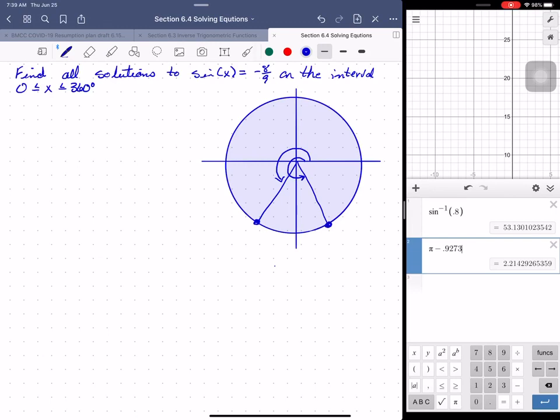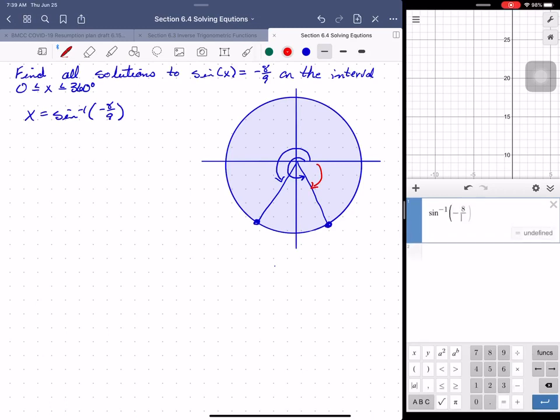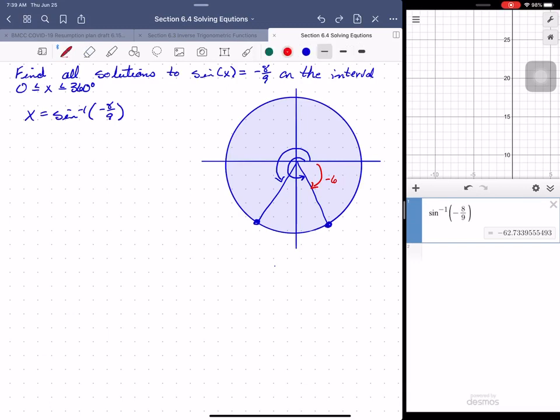I know that what I'm going to do is say x equals the inverse sine of -8/9. But before I plug that into my calculator, I want to think about what that's going to give me. Because what it's going to give me is this. Let's go ahead and do that, inverse sine of -8/9. I get -62.7 degrees. Whoops, sorry, -67.7 degrees. -67.7 is not between 0 and 360.